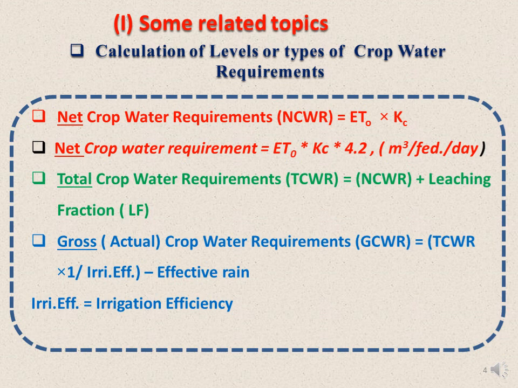Total crop water requirement, TCWR, equals NCWR plus leaching fraction, LF. Gross or actual water requirement equals the total requirement multiplied by the inverse of irrigation efficiency minus effective rains.